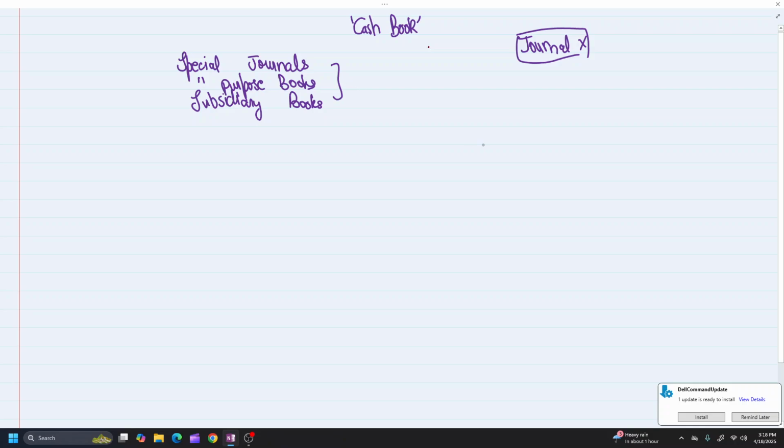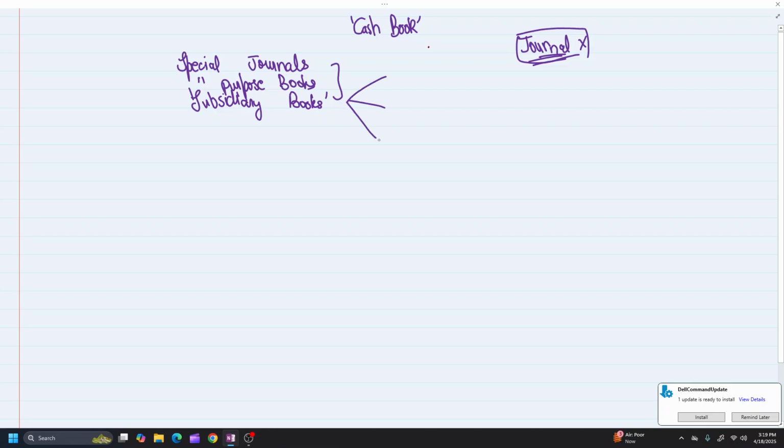Now, let me try to make sense. See, in a journal, what do you do? If you are purchasing goods with cash, you write it in the journal. If you are selling your goods, you write it in the journal. Any kind of transaction, if it's payment or receipts, you write all that in your journal. But for very big firms, it's not easy to maintain a journal. What they do instead, they make something known as special journal or special purpose books, commonly known as subsidiary books. What are subsidiary books?